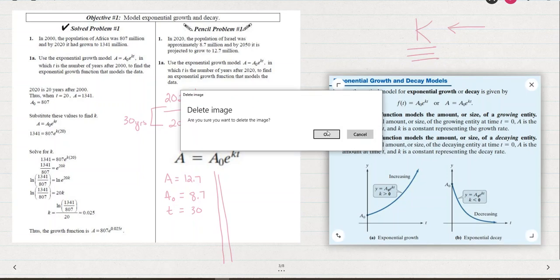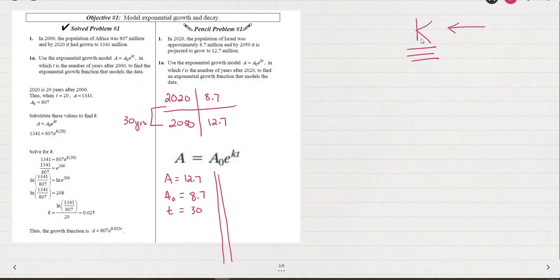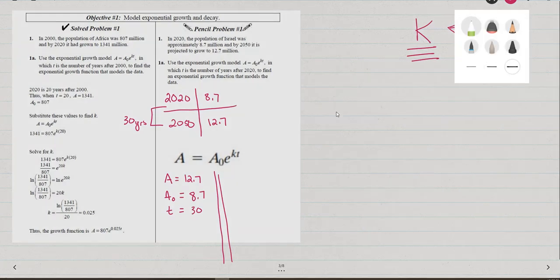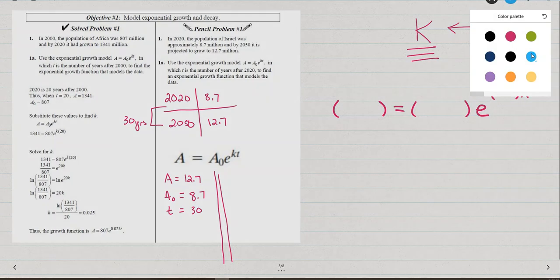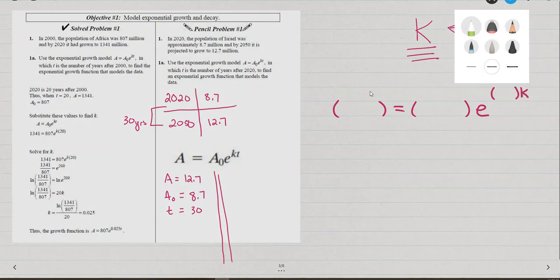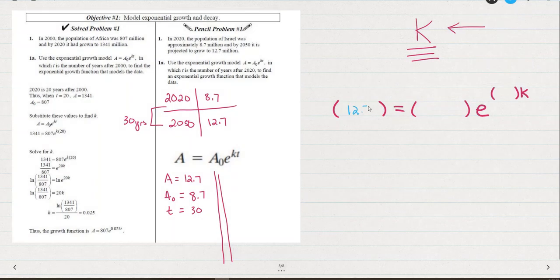We can plug those values in to the equation. So in place of A, I'm going to put the 12.7. In place of A naught, I'll put the 8.7, and then we multiply this by e to the, in place of t, I'll put 30, and then k. Here's what that's going to look like when I fill those values in. A is 12.7, A naught is 8.7, and then k is what we're trying to find, and we know that the time is 30.